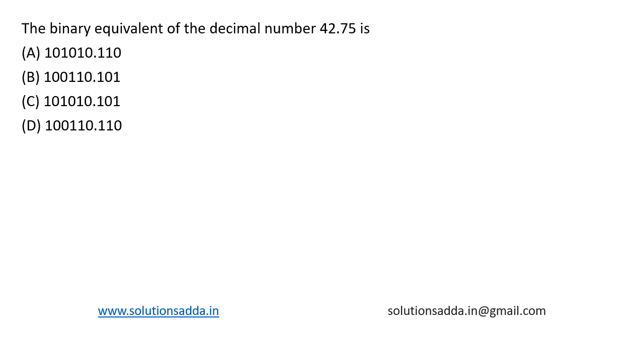This is a question from digital logic. The binary equivalent of the decimal number 42.75 is, and four options are given. So 42 can be represented as follows. We have 32, 16, 8, 4, 2, 1. These are the place values. Now we have 32 as 1. Now we need 10 more. So we put 0, 1, 0, 1, 0. So this is 42. This can be rejected. This can also be a potential answer. This can also be rejected.